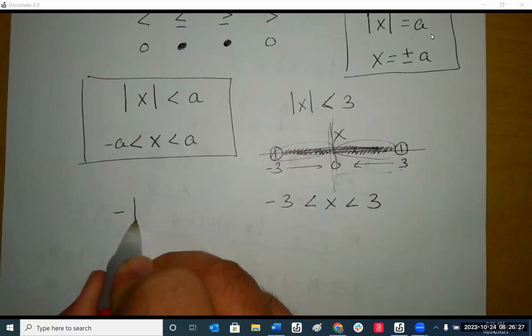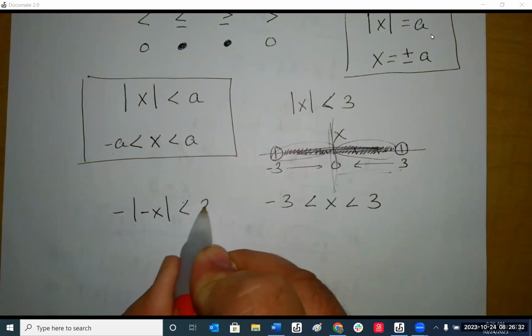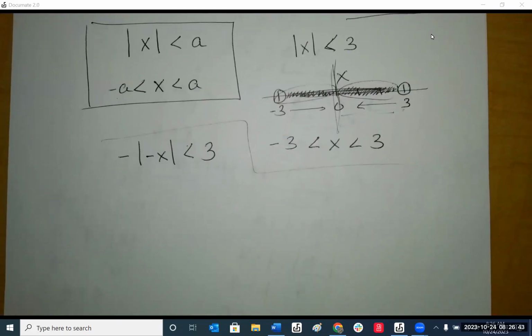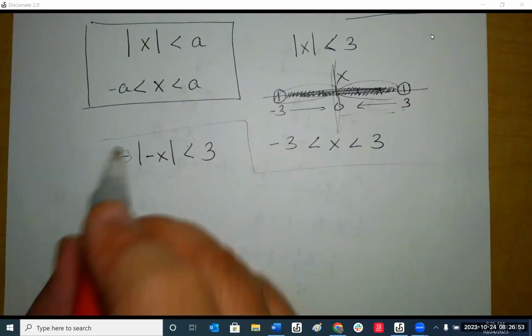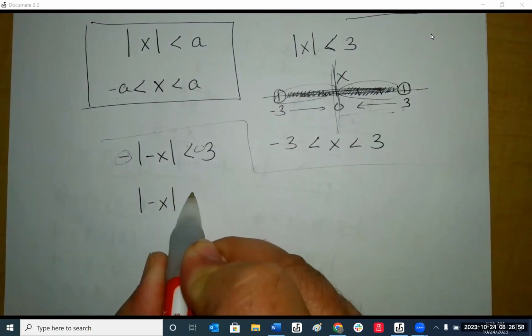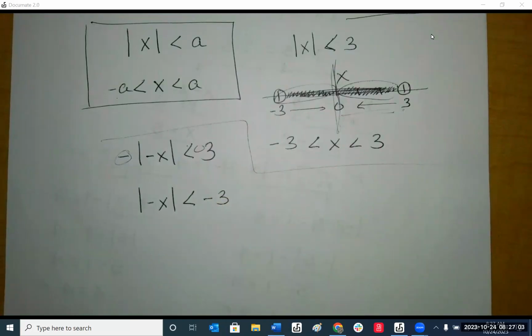What if you had this? What if you had that? You have to do piece by piece first. What's the first thing you got to do? Get rid of anything outside. Isolate the absolute value first. So we change the signs. So this becomes absolute value of negative x is less than -3.